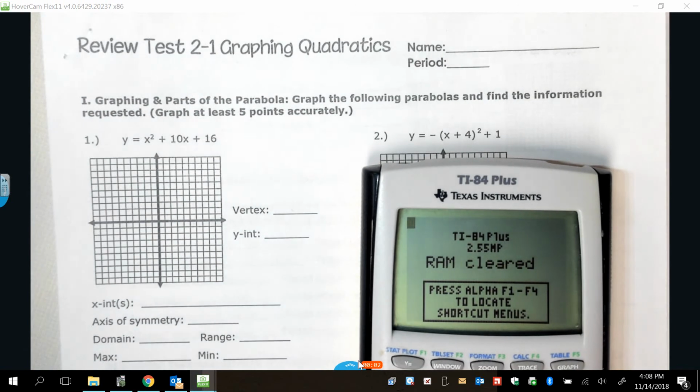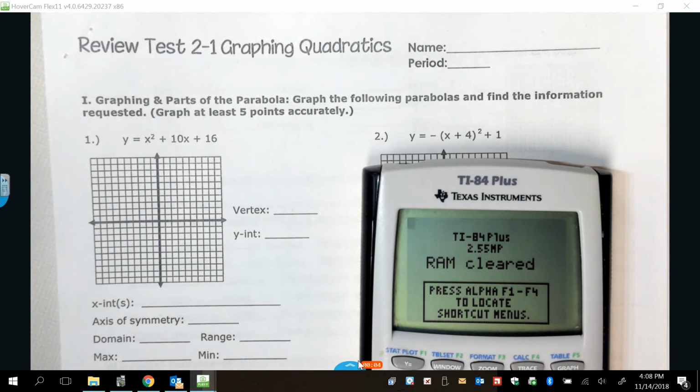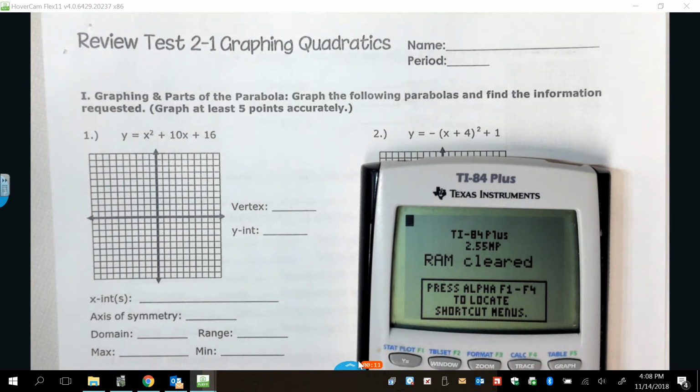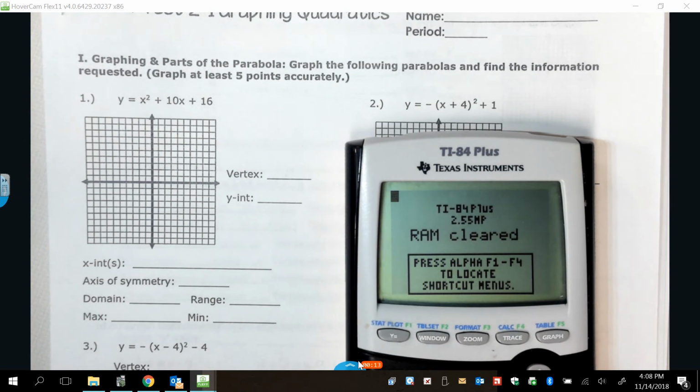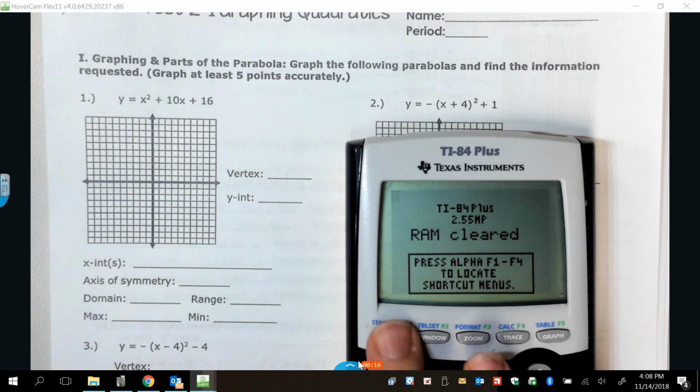Alright guys, this is a review for your 2-1 test in Algebra 2 for graphing quadratics. Let's get started. Okay, so number 1, it says graphing and parts of the parabola, so we're going to graph this. We're going to use our calculator.